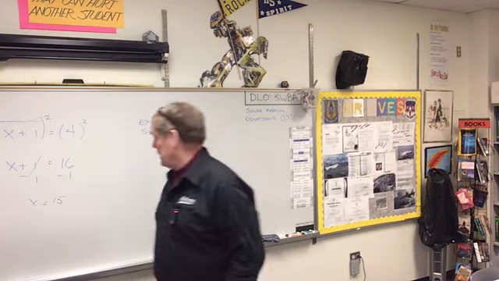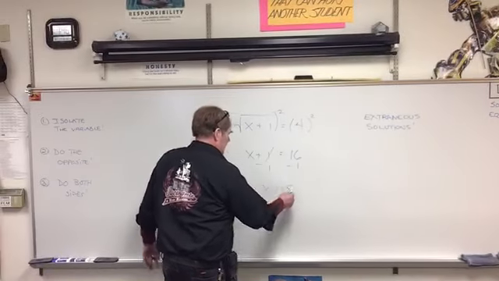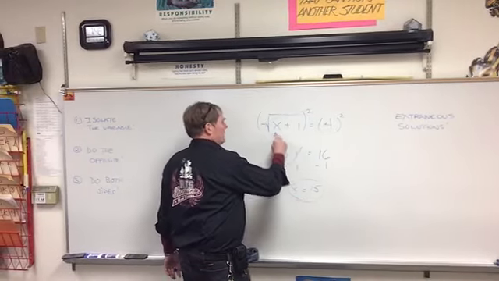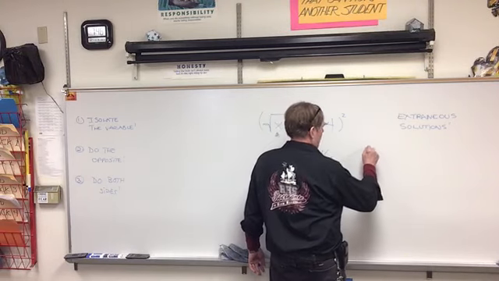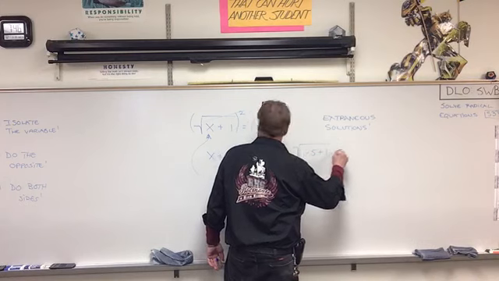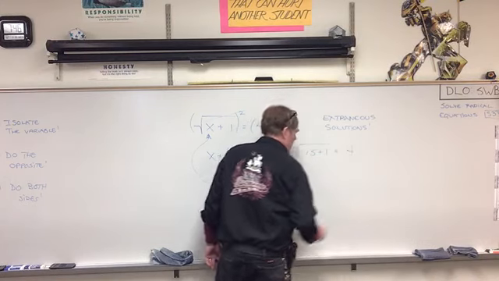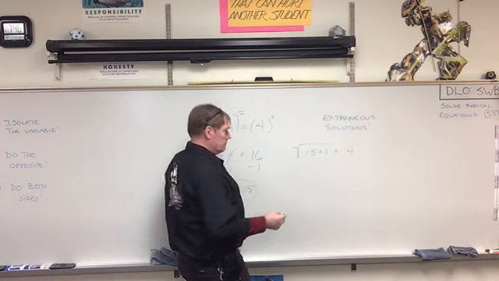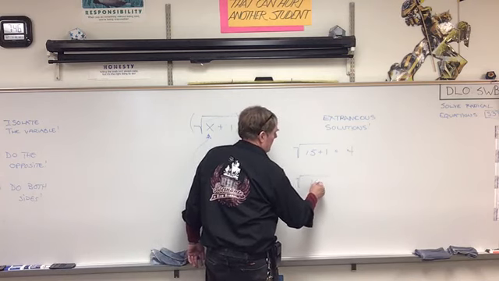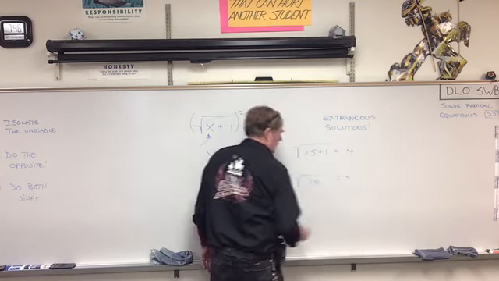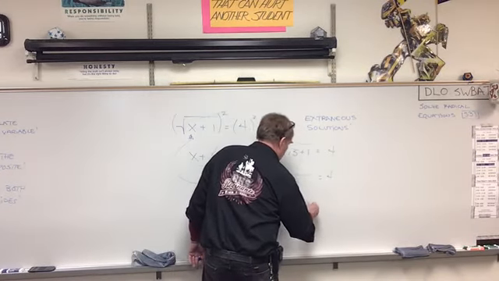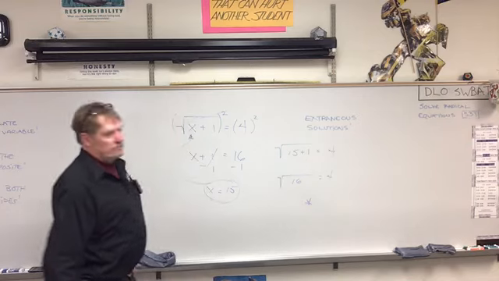Let's check this one right here. If I put that 15 right back into the original equation, let's see if that works. Square root of 15 plus 1 equals 4. Okay, 15 plus 1 is 16. The radical acts just like grouping symbols. True or false, the square root of 16 equals 4. True. That checks out. Okay?